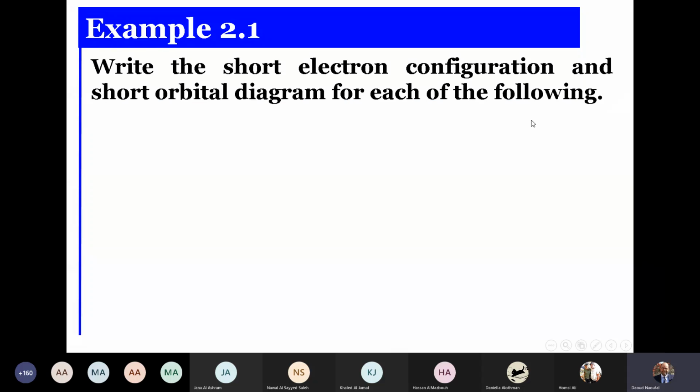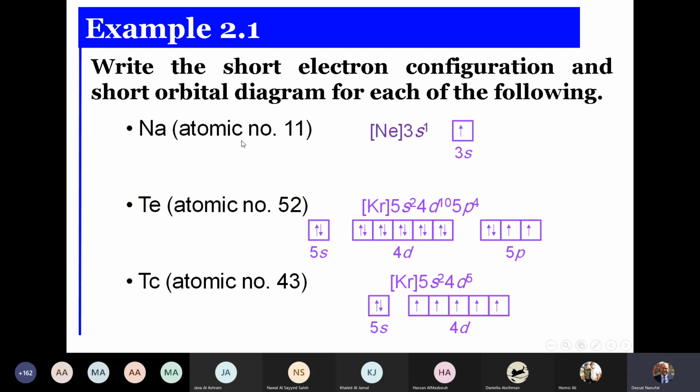Example 2.1: write the short electronic configuration, not the detailed one, and the short orbital diagram for each of the following. What is the meaning of short orbital diagram? You write only the box representation of the valence electrons. Sodium, so we have neon 3s1, and in the box representation, we have 1 electron in 3s.